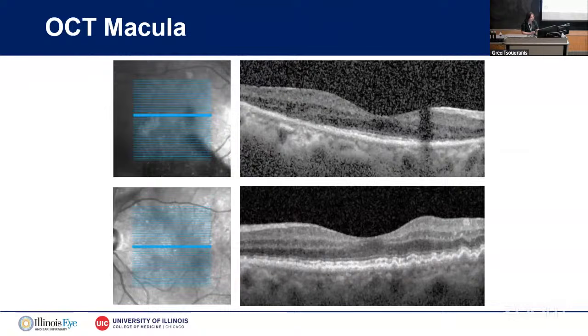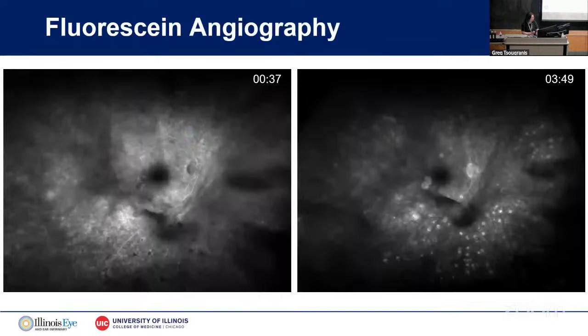This is an OCT horizontal raster through the fovea. The right eye demonstrates diffuse retinal atrophy, loss of the outer retinal layers and the photoreceptors, though it spares the fovea. The left eye demonstrates these drusen-like deposits in the subretinal space or sub-RPE space.